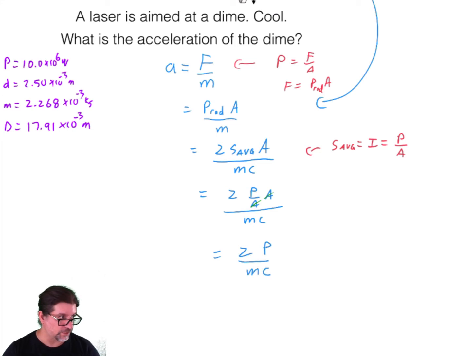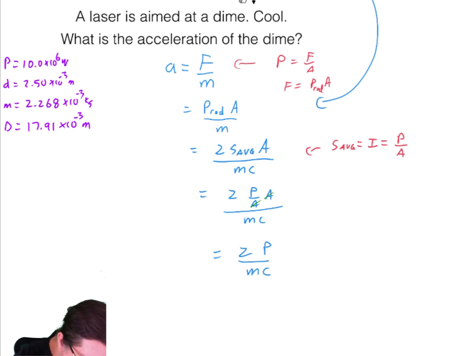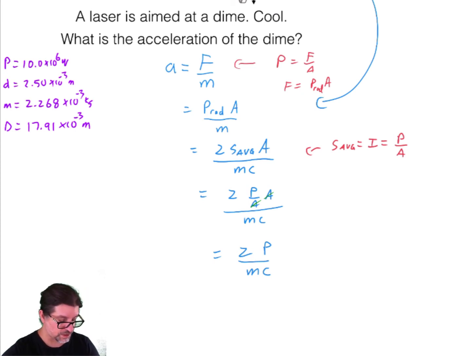So if I were to do this calculation real quick, let's see. It's 2 times the power, and our power is 10 times 10 to the 6. And it's divided by the mass of our dime, which is 2.268 times 10 to the minus 3. And divided by the speed of light, right? 3 times 10 to the 8.